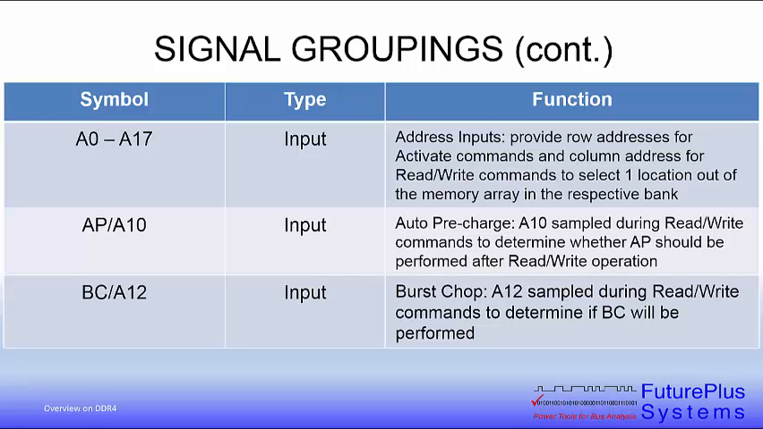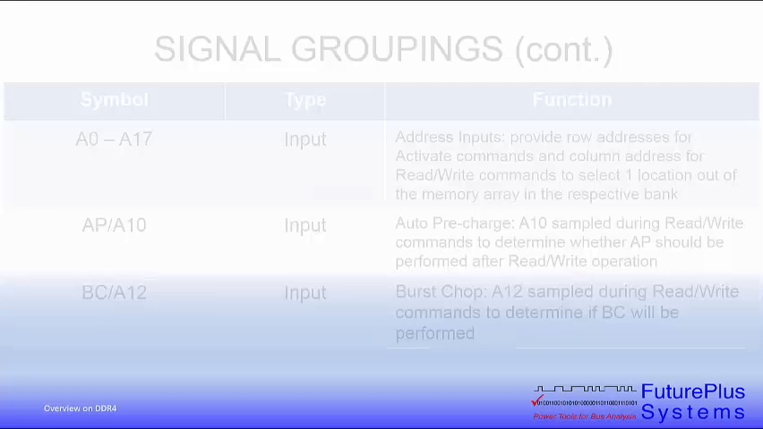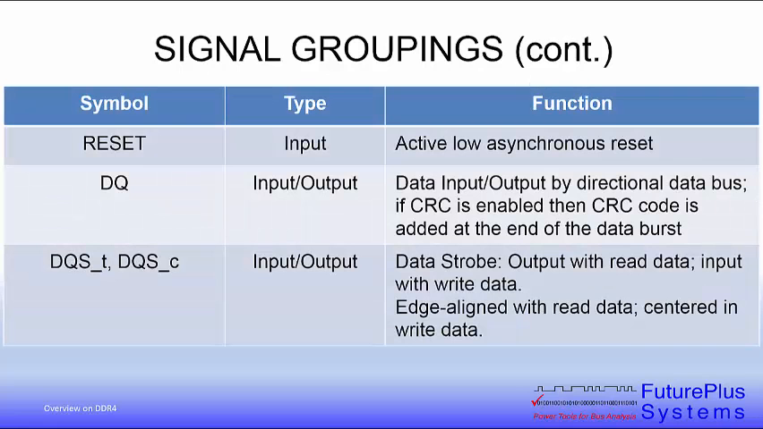BC/A12 stands for burst chop, where A12 is sampled during read or write commands to determine if burst chop will be performed. A12 is not used for a column address, but is used during an activate command as a row address bit. Reset means active low asynchronous reset.